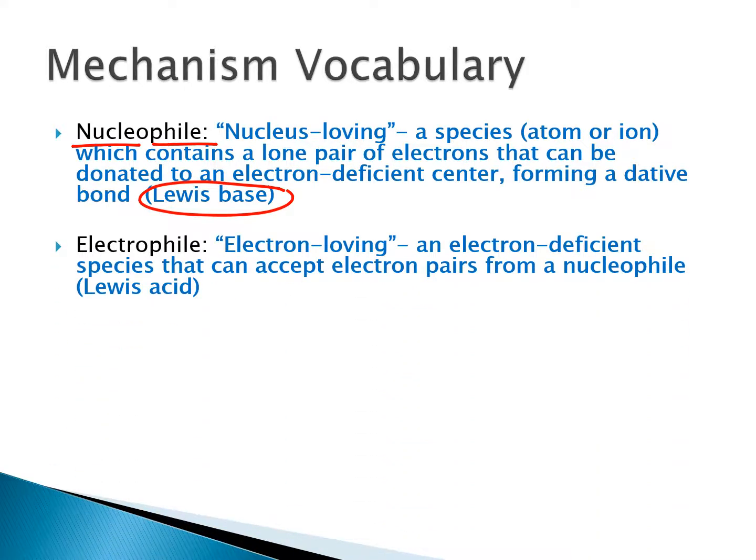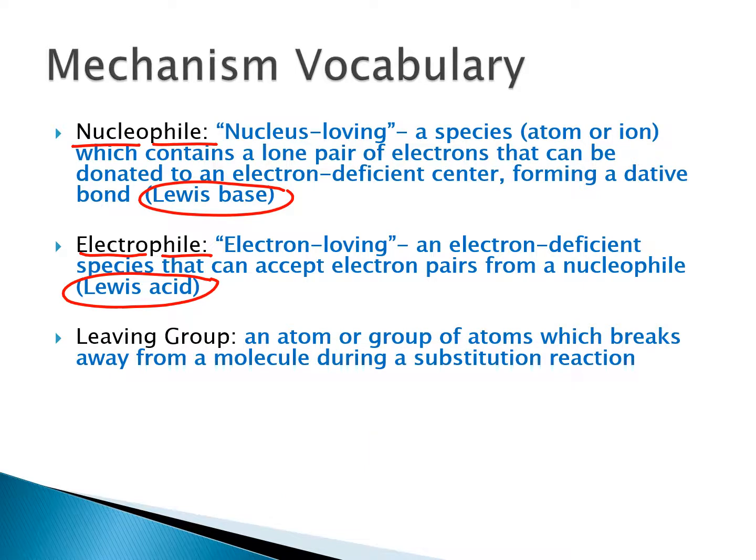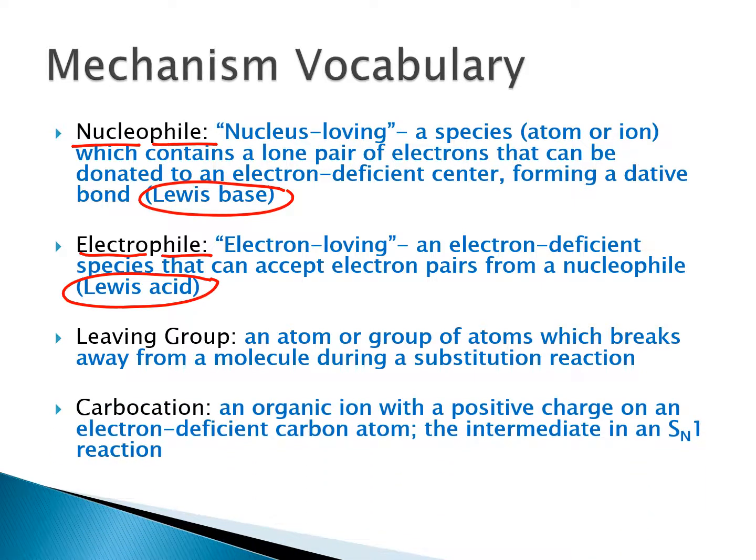An electrophile is the opposite, electron loving. And this is an electron deficient species that can accept an electron pair, so a Lewis acid. And when it accepts that electron pair, again, a dative bond will be formed. A leaving group is just what it sounds like, an atom or group of atoms which breaks away from a molecule during a substitution reaction. And a carbocation, this is kind of an interesting thing, we haven't really seen this before, is an organic ion with a positive charge on an electron deficient carbon atom. And this is the intermediate in an SN1 reaction.